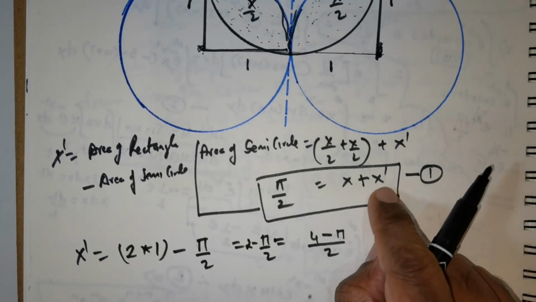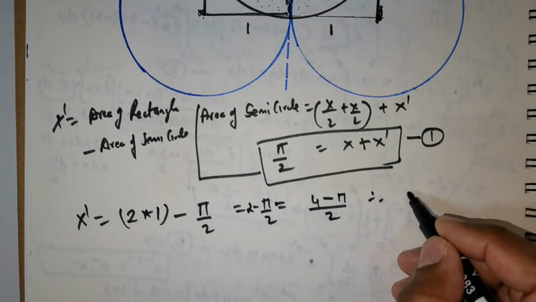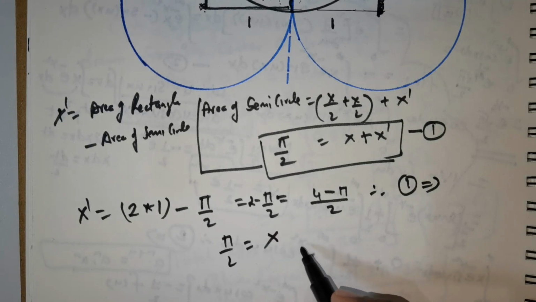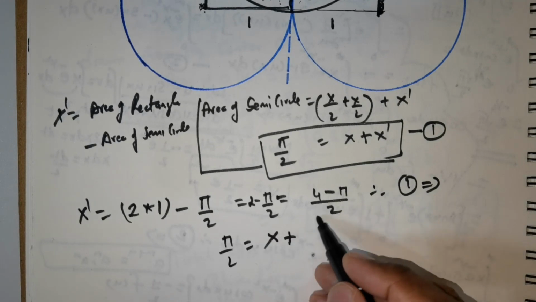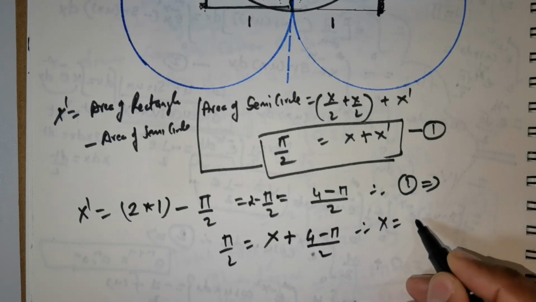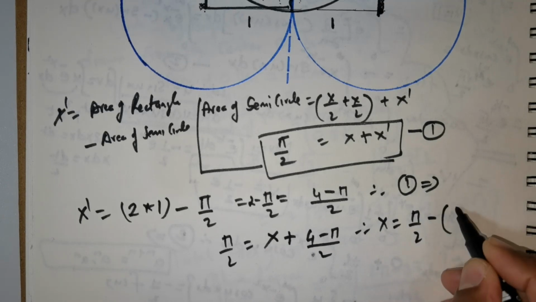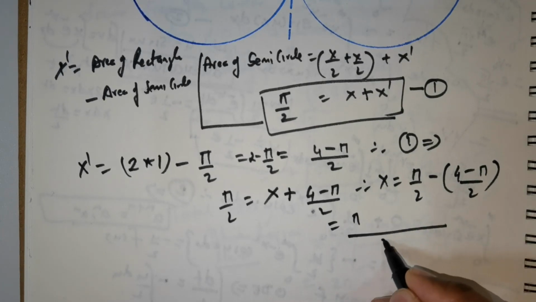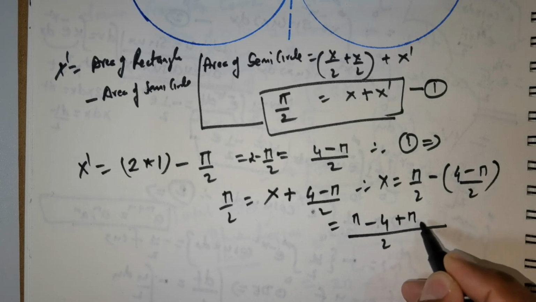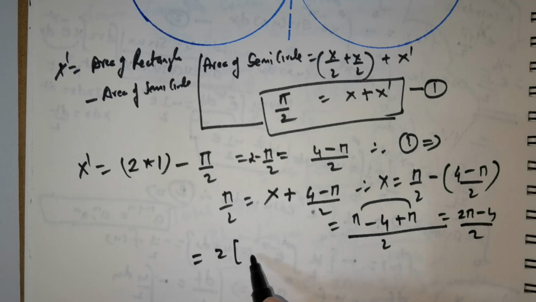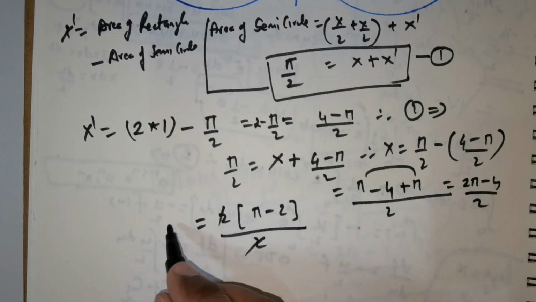Now I can utilize 1. Therefore, 1 can be rewritten as pi over 2 is equal to x plus this quantity, 4 negative pi over 2. We need only x, so therefore x is equal to pi over 2 negative 4 negative pi over 2. This is equal to pi, the LCM is 2, negative 4 positive pi. So pi plus pi is 2 pi, negative 4, divided by 2. You can take 2 out, so it's going to be pi negative 2 divided by 2. The 2 gets cancelled, giving you x.